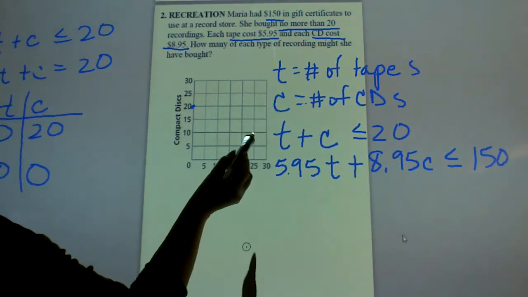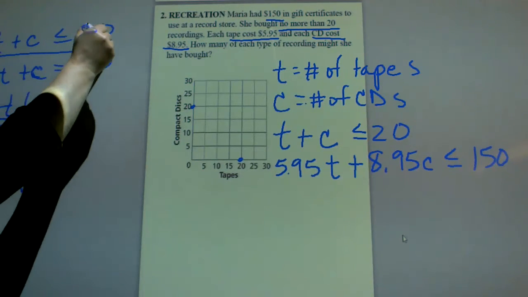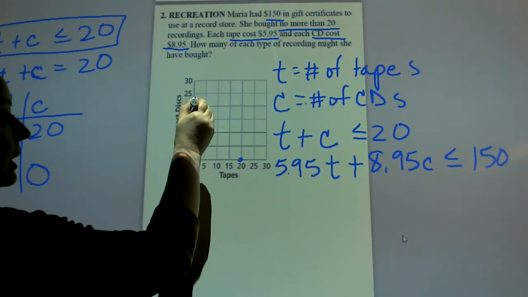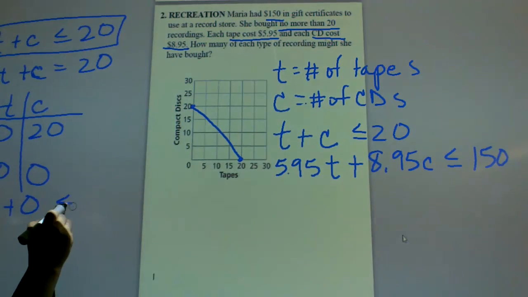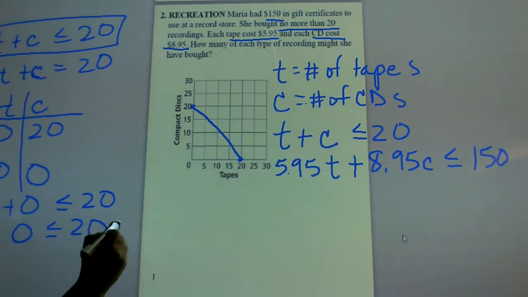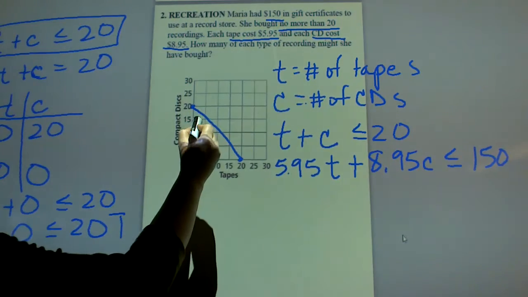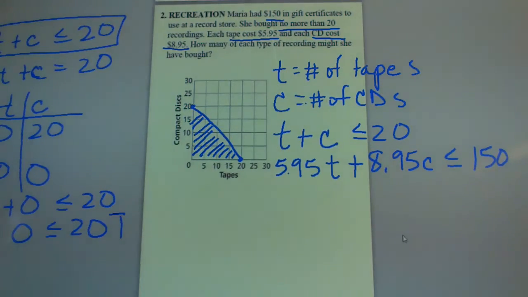Okay. And we know it's going to be a line because of the equal sign underneath the original here. So we're going to connect them. And we just have to figure out where we're going to shade. So the easiest way to do that is to sub in 0 for T and 0 for C, less than or equal to 20. So 0 is less than or equal to 20, which is true. So we're going to shade towards 0, 0. So far we have that little region right here shaded.